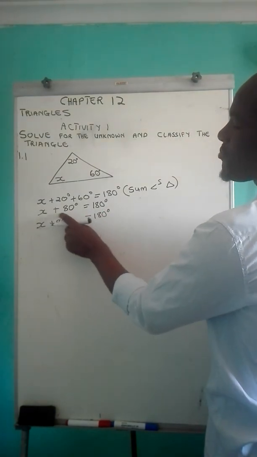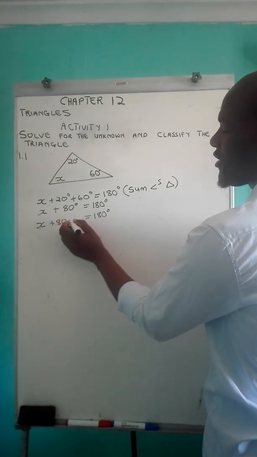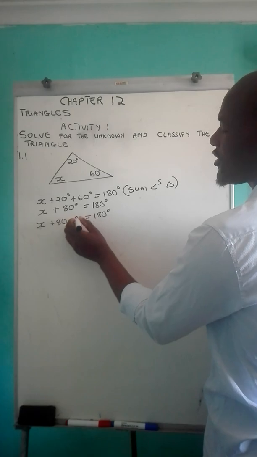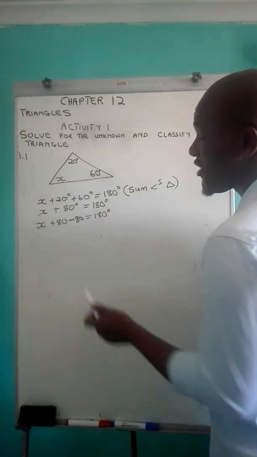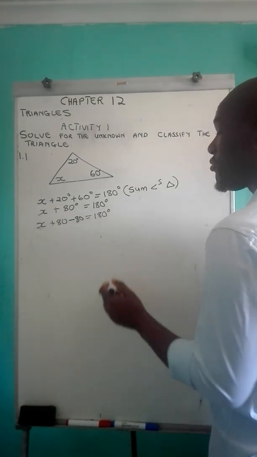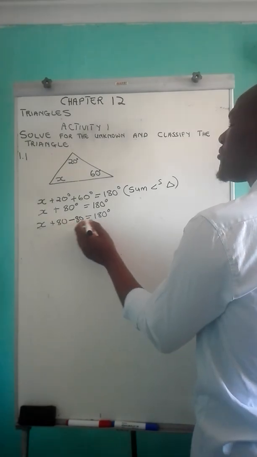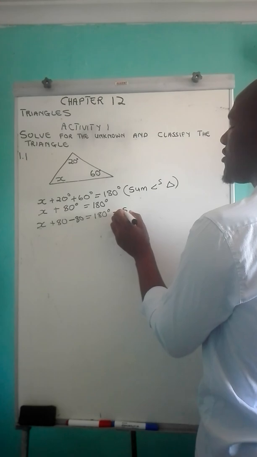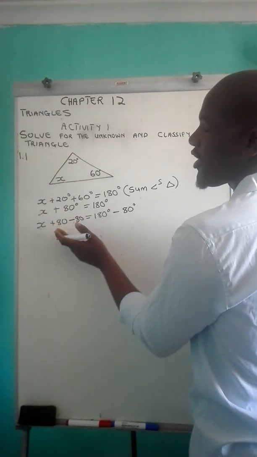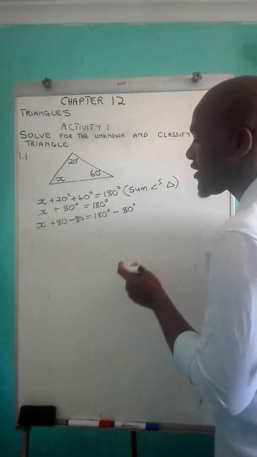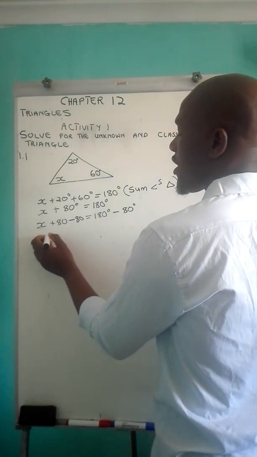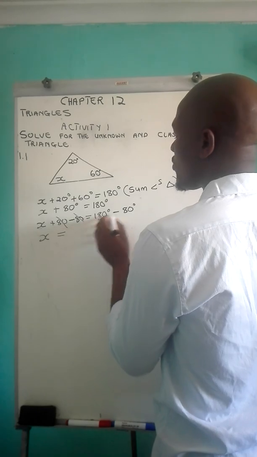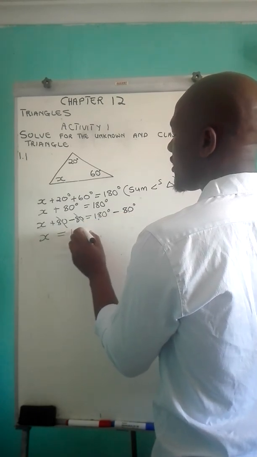I don't want this plus 80, so I add the additive inverse, negative 80. Additive inverse is the same number but different sign. So what is 80 minus 80? If you minus 80 this side, you also minus 80 on the other side. What you do on the left hand side, you also do on the right hand side. So the 80 and 80 cancel. What is 180 minus 80? It's 100 degrees.